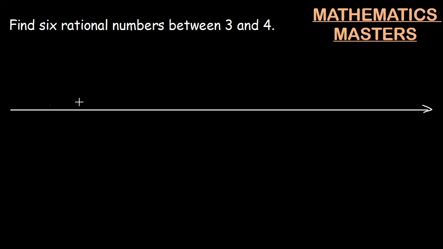Let me mark 2 arrows, one to the right, one to the left, and mark the 2 numbers. Suppose this is 3, the integer 3, and this is 4. Now our task is to find the 6 rational numbers between 3 and 4. First of all, let us take one rational number which would be in the middle of this. Let's call it A. The other rational number would be in between the number 3 and the number A. Let's call it B. Then the other would be between A and 4. Let's call it C.